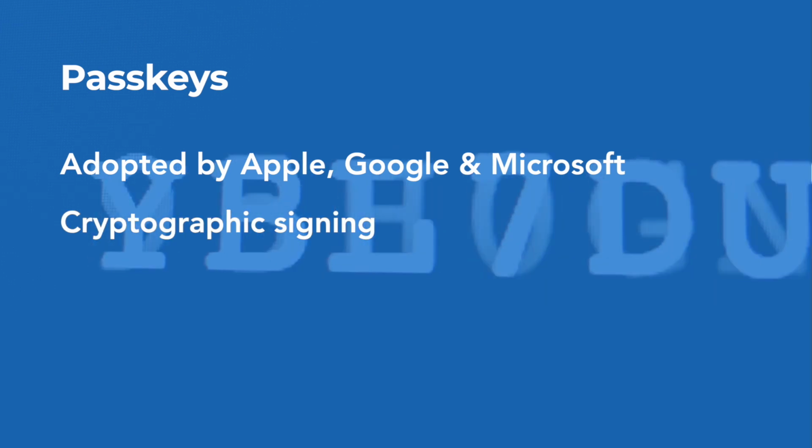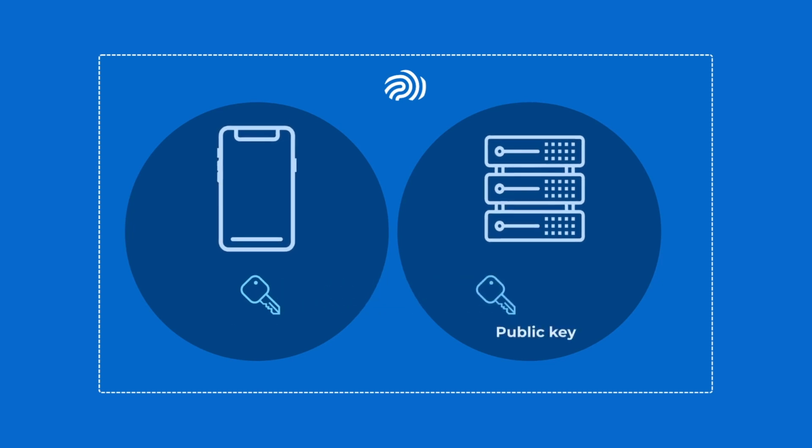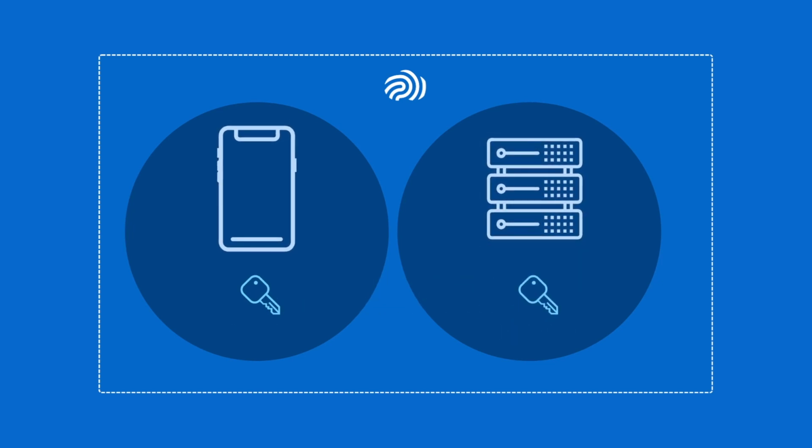Passkeys use cryptography instead. This process involves the creation of a private key on a device and a public key sent to the server. The server sends a challenge that only the holder of the private key can respond to, and the device sends back a response that the server with the public key can verify.